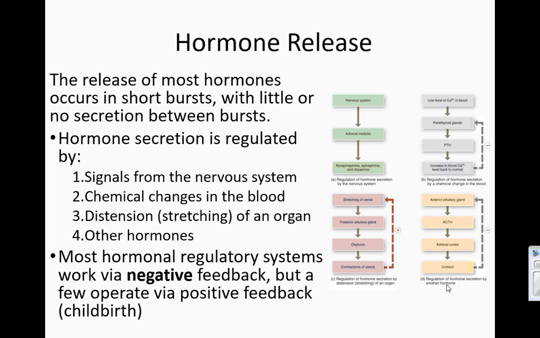And then other hormones can tell other glands to release hormones. For example, your anterior pituitary gland releases ACTH, which tells the adrenal cortex to release a hormone called cortisol. And if cortisol levels go up, it'll feed back and shut off the release of the anterior pituitary hormone ACTH, and therefore demonstrating negative feedback.